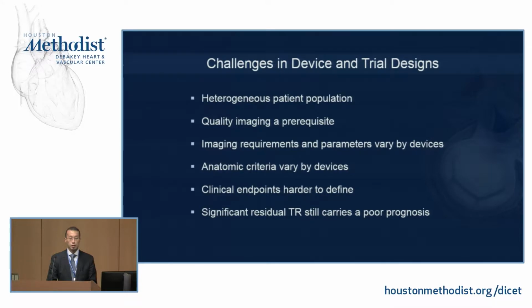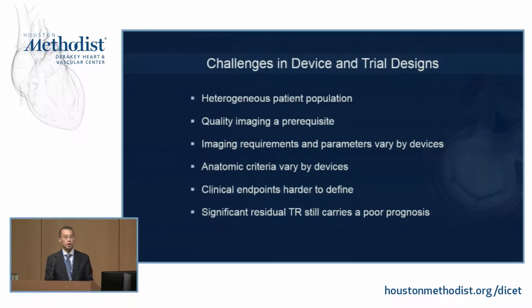There are other design challenges too, not just the device itself, but the clinical trial. First of all, this is a very heterogeneous population. You have the primary TR patients, and you have the secondary TR patients. Beyond the mitral valve, the tricuspid is actually relatively difficult to image, at least from what we have right now. So quality imaging is a prerequisite, and depending on what device you use, the imaging requirement is actually different. And also the anatomical criteria that will fit certain devices also vary.